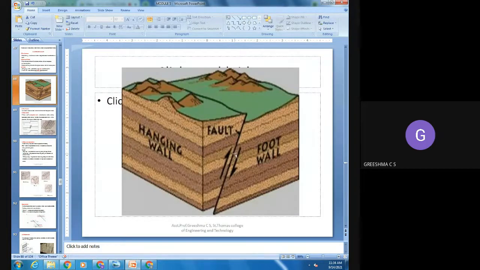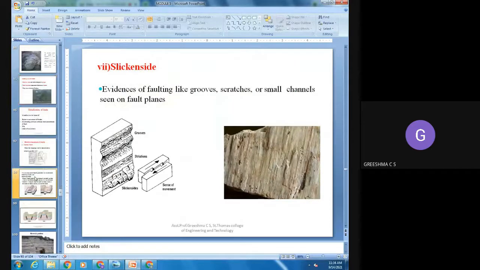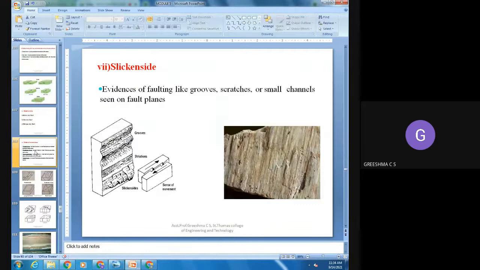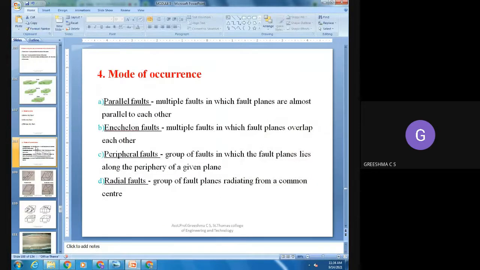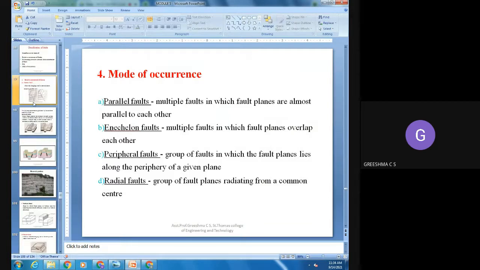Okay. So we have studied what you mean by a fault, and then we have studied different parts of a fault. After that, we have studied the classification of the fault. How we are classifying faults. Mainly it is classified around four criteria. Which are those four criteria?